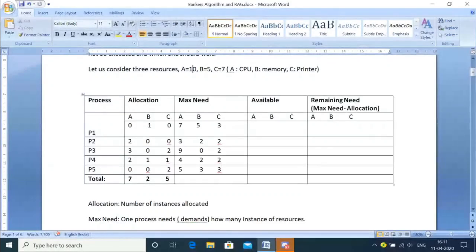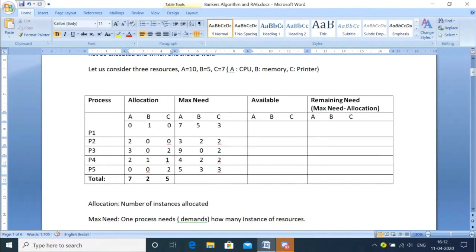So how do we find out? First of all, we total all of them. For A, 2 plus 3 is 5, 5 plus 2 is 7. Then B also I total: 1 plus 1 is 2. Then for C: 2 plus 1 is 3, 3 plus 2 is 5. This is the total allocation of resources for all the processes. Out of 10, 7 have been allocated. Out of 5, 2 have been allocated. Out of 7, 5 have been allocated.